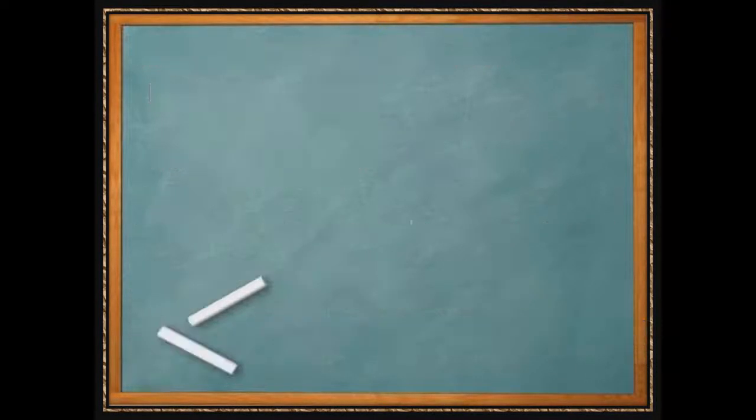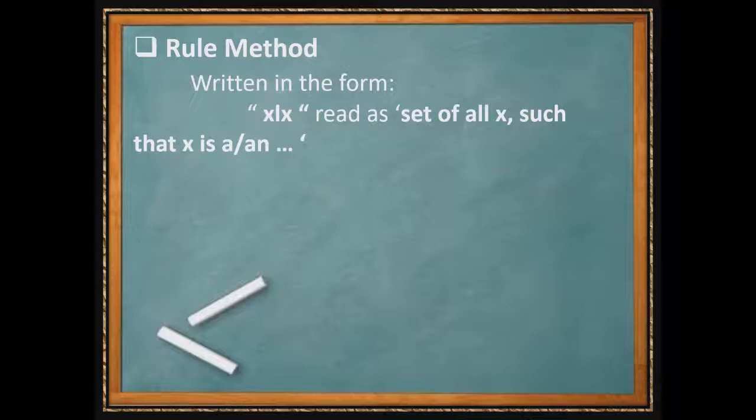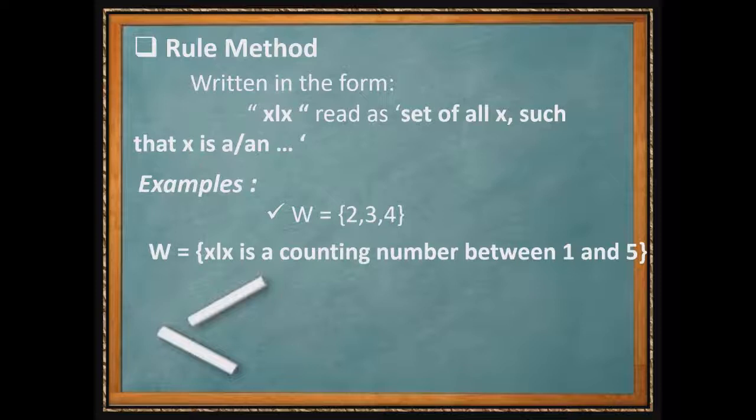Now let us have the next method, which is the rule method. This method is written in the form {x | x is A or N}, the description of the given set. Let us have the example a while ago. Set W is a set of 2, 3, and 4. So in rule method or in set builder notation, we write x such that x is a counting number between 1 and 5.